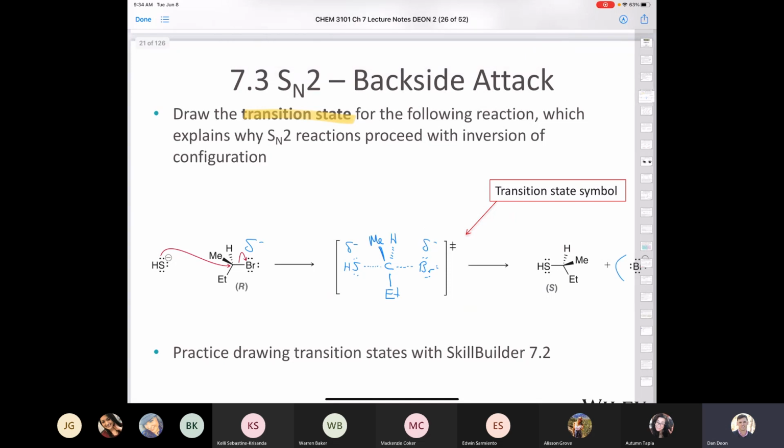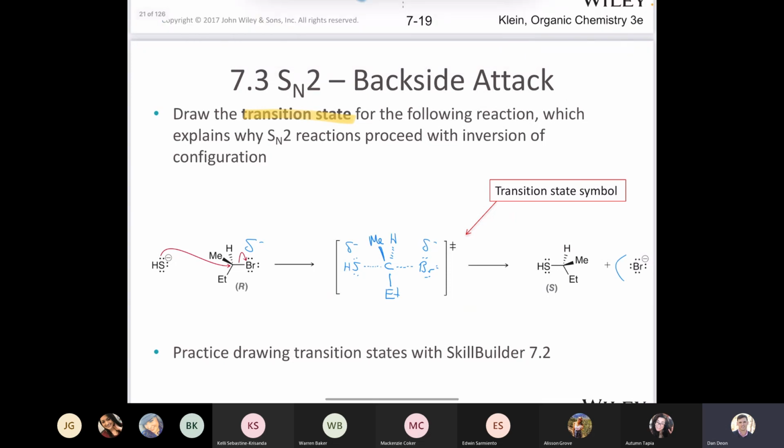Now, it says here to practice drawing the transition states with this skill builder. I recommend that you practice drawing maybe 1 or 2 transition states just so you have it in your brain, just so you know what a transition state is. There's a bond being broken, there's a bond being formed. It's highly unstable. You can't isolate it. It's just a state that the molecule passes through as one bond is broken and the other bond is formed.